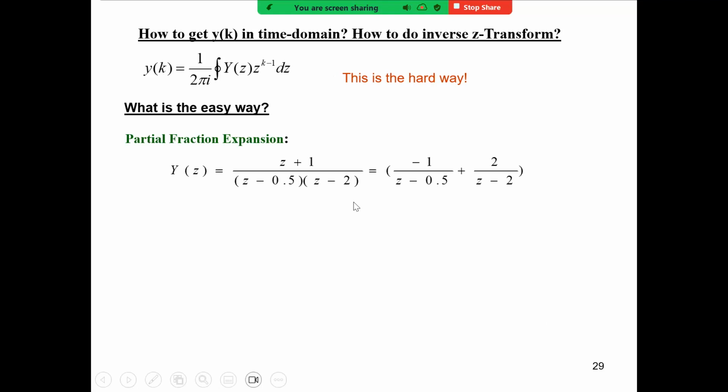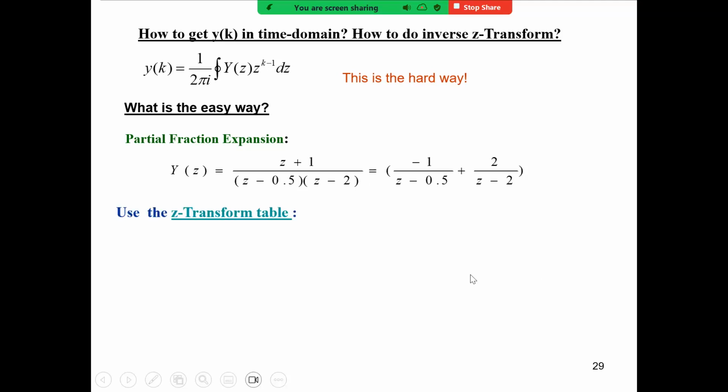Now let's look at this example, right? Let's say you have a signal in the Z domain. I want to get the time domain signal. Then I do the partial fraction expansion, partial fraction of this Y. I will get this one.